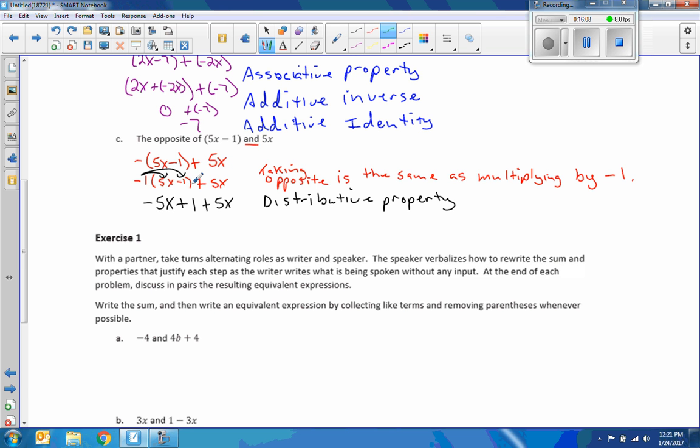Okay, the next thing we're going to do is rearrange this so I have negative 5x plus 5x plus 1. So this 5x moved over here, this one moved over here. When I rearrange stuff, that is the commutative property of addition.